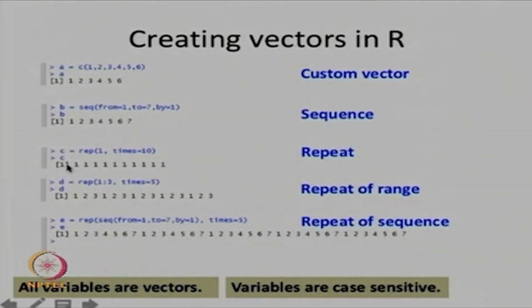You can repeat it: you have 1 which you want to repeat 10 times, and you can generate this vector. You can also repeat a range, and similarly do a sequence. Of course, you need to remember that these are case specific. If in one line you write b and in the next line you write capital B, you will be shown an error.